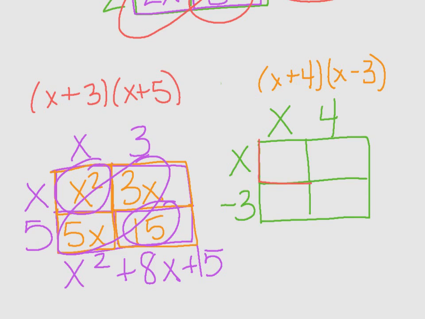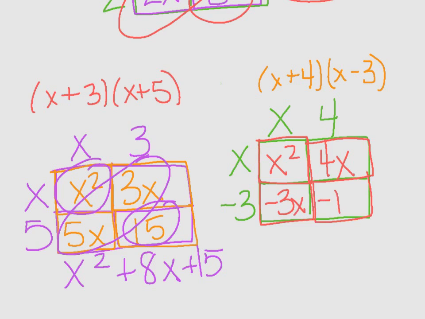If I multiply my top left box, that's x times x, or x squared. My top right box is 4 times x, or 4x. My bottom left box is negative 3 times x, which is negative 3x. And my bottom right box is negative 3 times 4, which is negative 12.